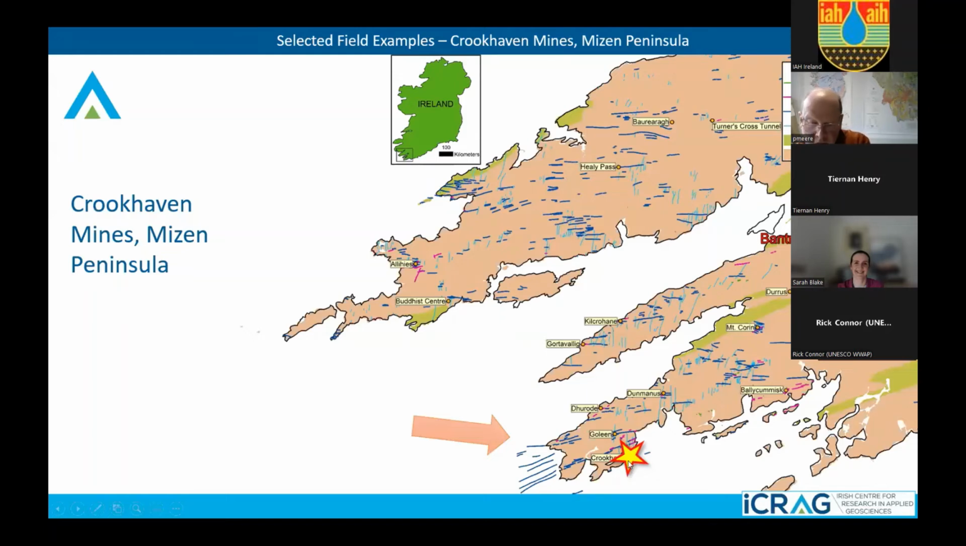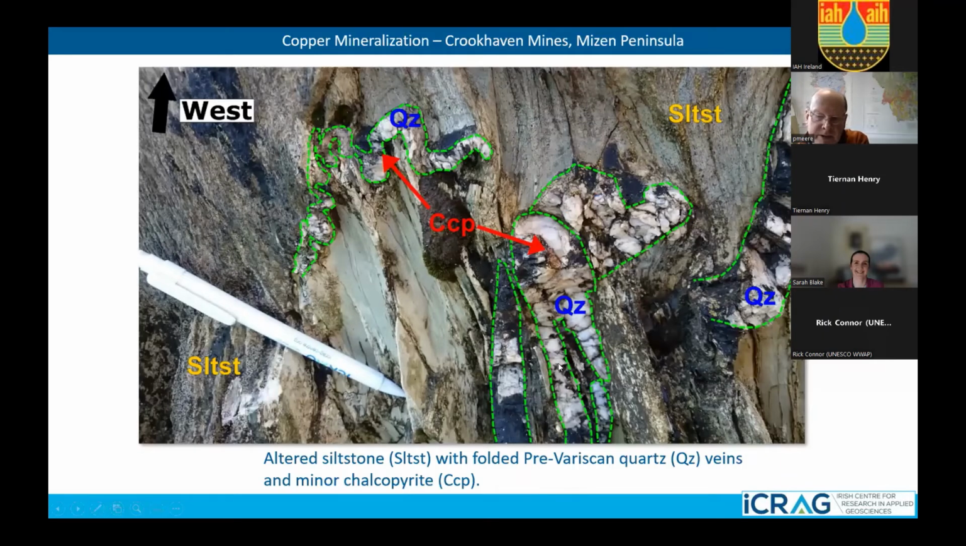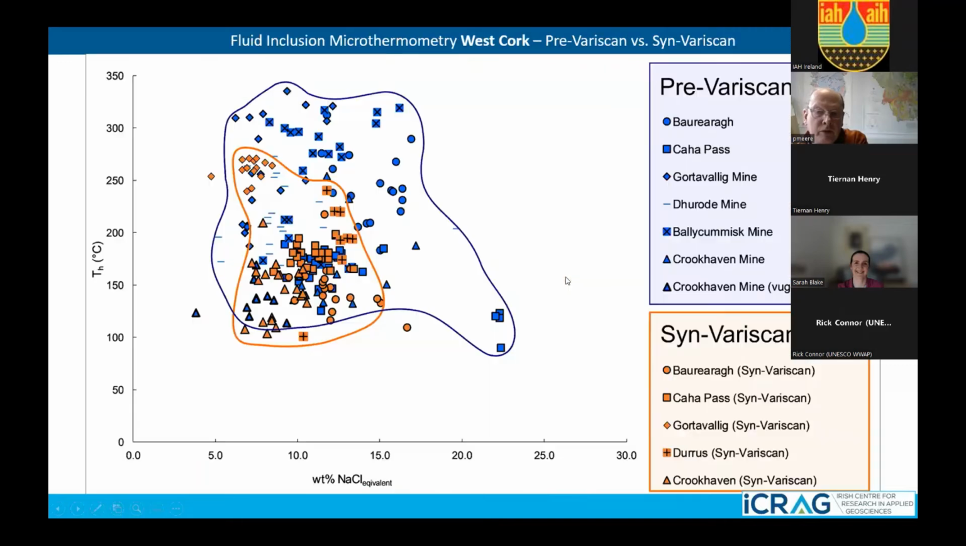I'm going to scoot down to Crosshaven, right down here on the south coast, just to give you another example, to show you the extent of this timing and extent. These are fabulous, highly folded, deformed quartz veins, in this case chalcopyrite-bearing veins. And again, you can see that clearly they've been overprinted by Variscan cleavage and folding.